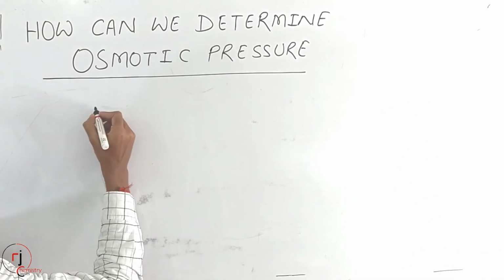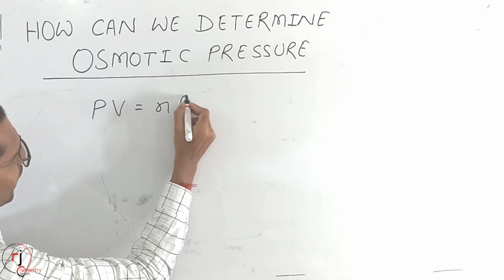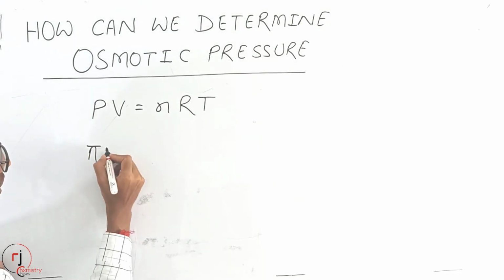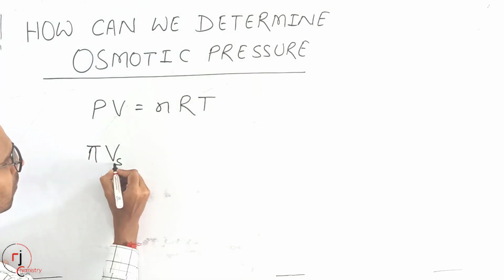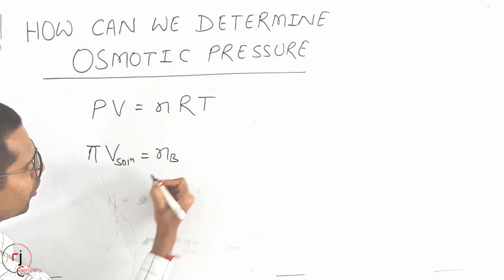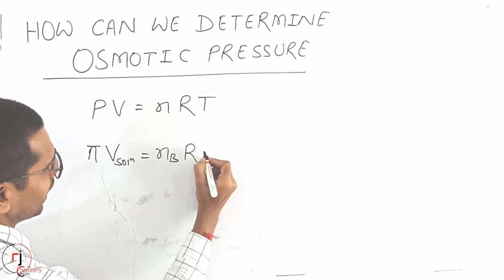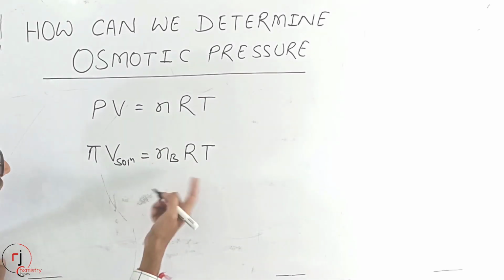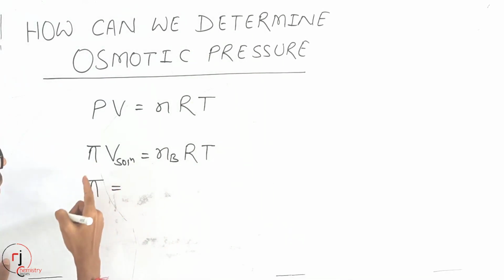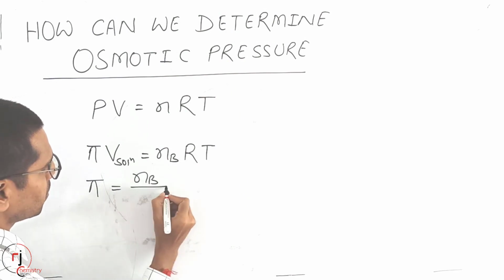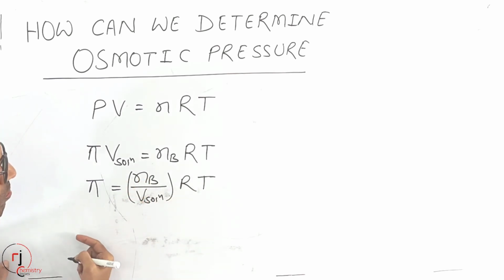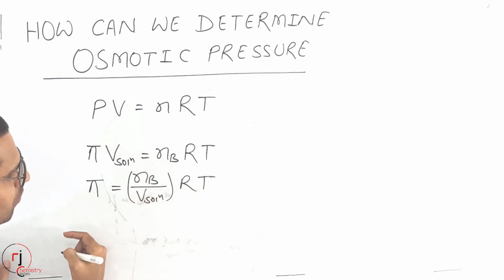From the ideal gas equation, we know that PV equals nRT. In place of P, pressure, we put osmotic pressure pi; in place of V we put V solution, the volume of solution; and in place of the number of moles, we put the number of moles of solute of the solution. R and T we put as they are. Then pi becomes equal to the number of moles divided by the volume of solution, times RT. What is the number of moles of solute divided by volume of solution?